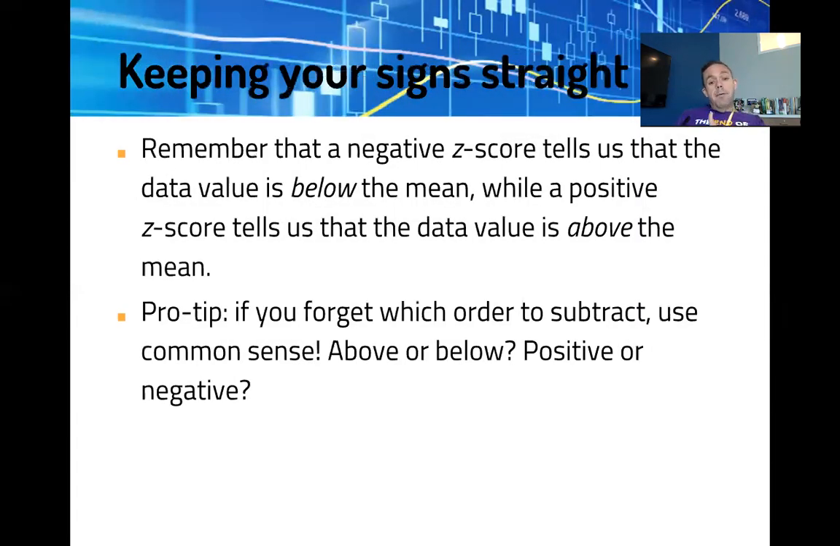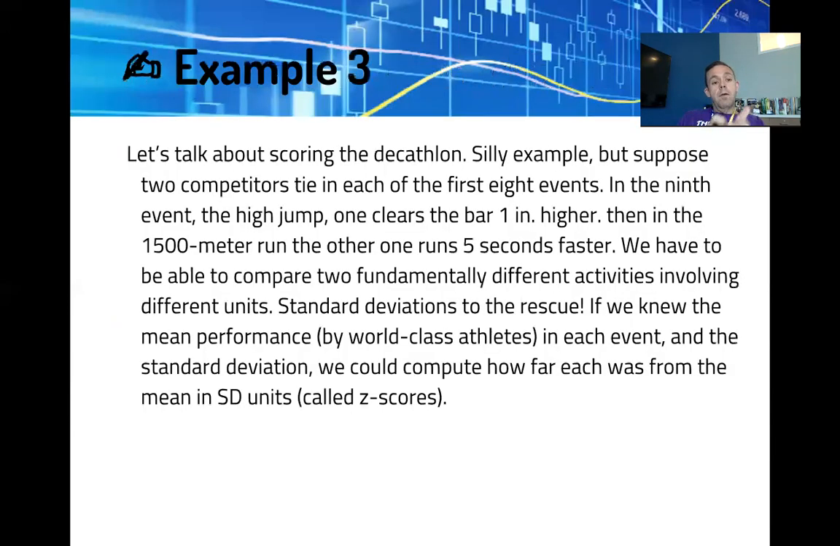Remember that a negative z-score tells us that the data value is below the mean, while a positive z-score tells us that the data value is above the mean. If you forget which order to subtract, use common sense. Is the value above or below? Should I have a positive answer or a negative answer? So let's do example 3.